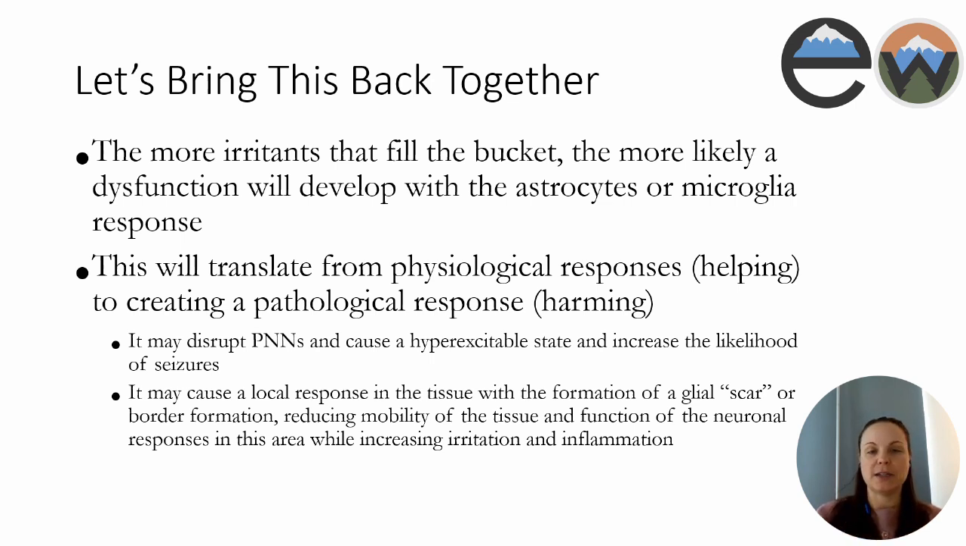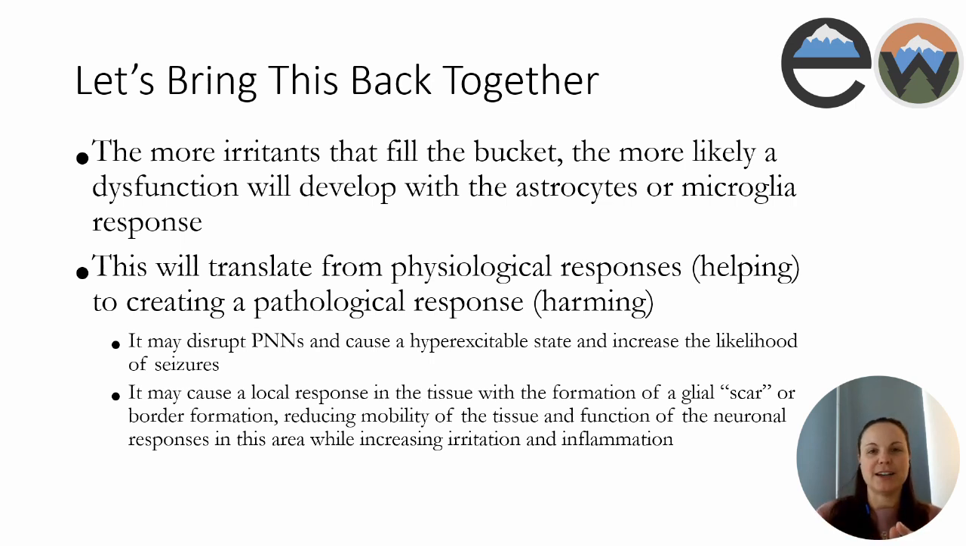So if something comes in and disrupts the perineural networks, you kind of have a hyperexcitable state or a hypoexcitable state. So more of that conduction problem. Locally at the tissue, and again, this is a little bit more in the second presentation, you can have almost like a glial scar. So you'll get a thickening or a border formation. So it's not really a scar, it's actually supposed to be protective of the neurological tissue.